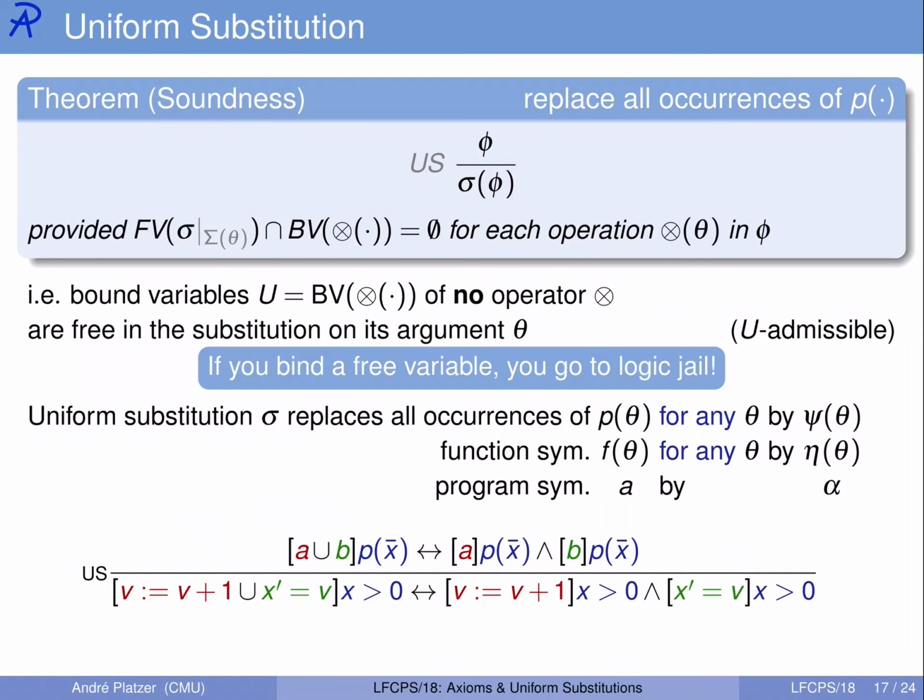So remember, uniform substitution takes a formula that has a proof and rewrites by uniform substitution in it to obtain a new formula that has a proof, with the only side condition being once in the uniform substitution algorithm that says you can't bind a free variable because you'll then go to logic jail. Also remember, of course, that just like other proof rules, validity is preserved in this way, but we often use the proof rule backwards in that way.